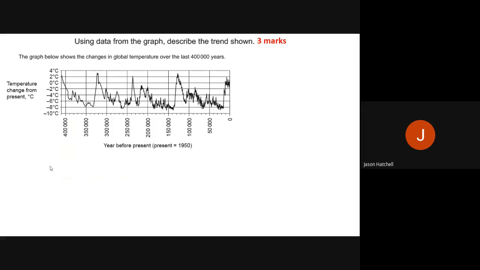This one says using data from the graph, describe the trend shown. So again, you're given a graph here. I'm going to give you 10 seconds again this time to look at this graph and think about describing that trend. What would you pick out? So again, it's 3 marks. So you've got to be able to pick out 3 things using TEA.